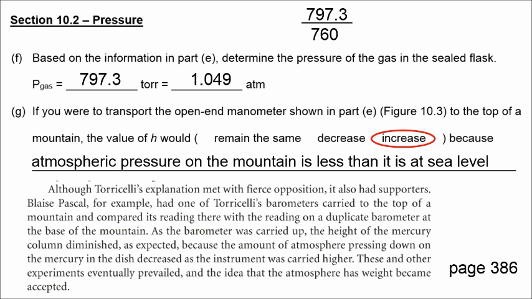It mentions that Pascal took one of Torricelli's barometers up to a mountaintop and discovered that there was less pressure pushing down on the mercury in the dish. So this was able to prove the idea that the atmosphere does have weight.